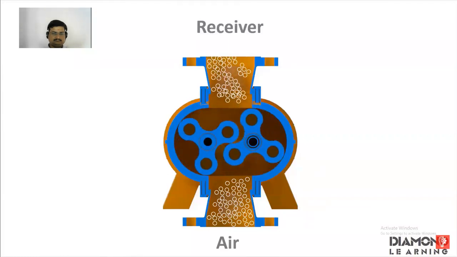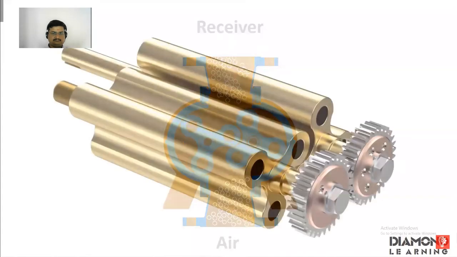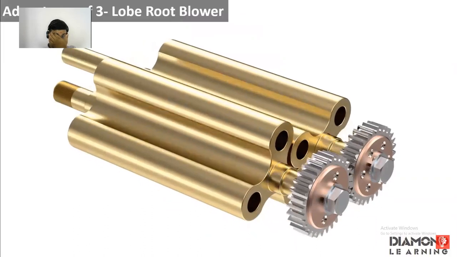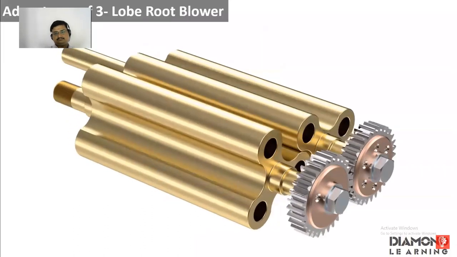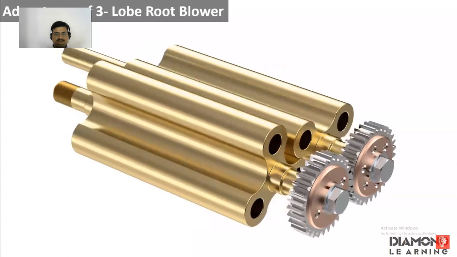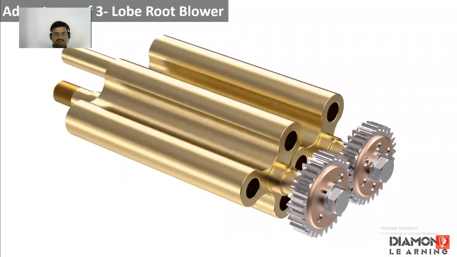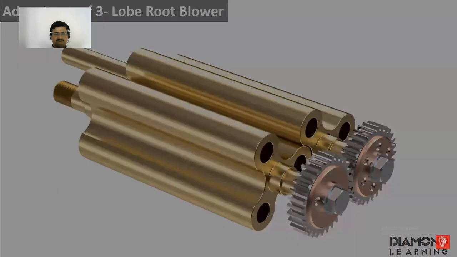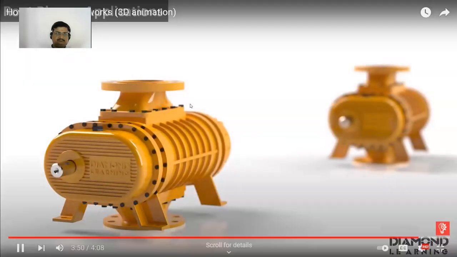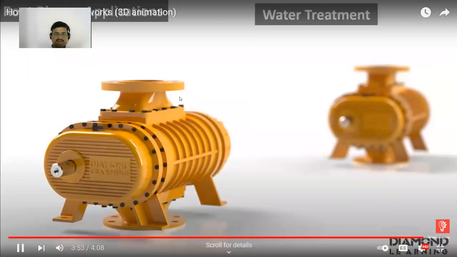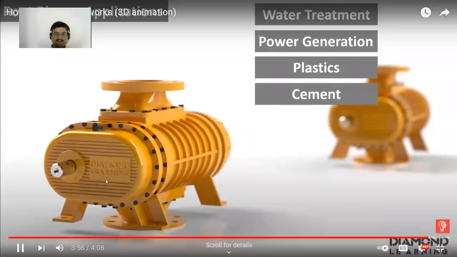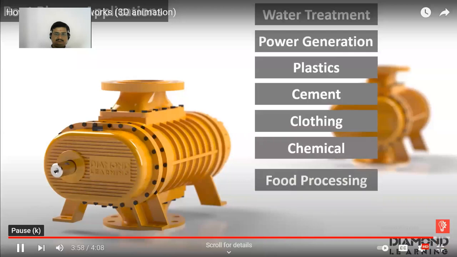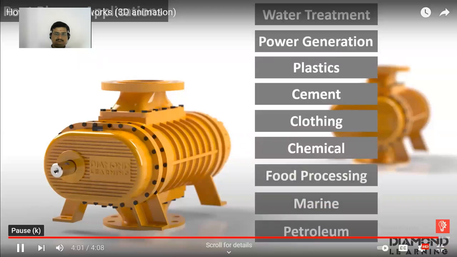This process is repeated 6 times per revolution in the case of a 3-lobe rotor, while in the case of 2 lobes this transfer occurs 4 times. In practice, the 3-lobe roots blower is more efficient than the 2-lobe roots blower, because at the same RPM, the 3-lobe roots blower has low noise level, low vibration, and low outlet pressure fluctuations, which make for long life of rotor and gear. Roots blowers are used in many applications like water treatment, power generation, plastics, cement, clothing, chemical, food processing, marine, petroleum, and so on.